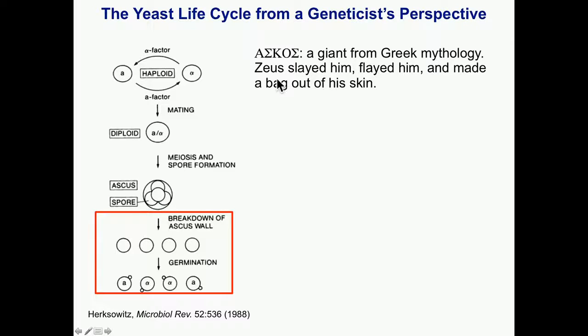So Ascus was actually a giant from Greek mythology, and Zeus slayed him and flayed him and made a bag out of his skin, which is appropriate because you learn from this figure that the ascus wall must be destroyed in some way to release the 4 spores and allow them, when exposed to nutrients, to begin the process of germination and resume mitotic division.